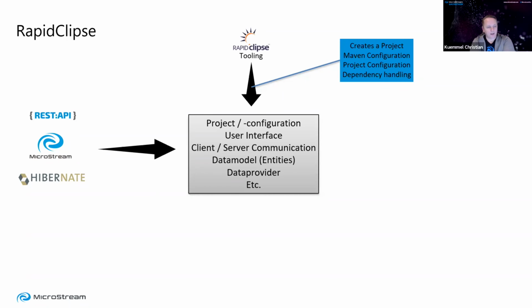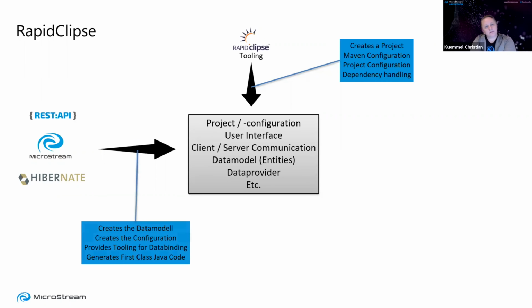On the left side, we have different data providers. You can use Hibernate, for example, especially for using MySQL or relational databases. But you can also use MicroStream or any REST API you want. It depends on the data model, and if you have proper entities, then you don't have any problems with all the other modules like tooling or the user interface.